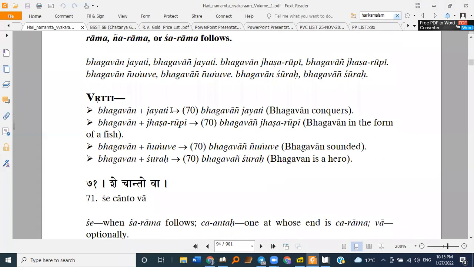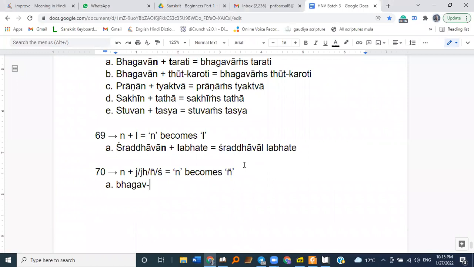Bhagavan Yukta Jayati, Na followed by Ja, so Na becomes Nya. Bhagavan Yukta Jasha Rupi, Na followed by Ja, so Na becomes Nya. Bhagavan followed by Nyungve, Na becomes Nya. Bhagavan Yukta Shuraha becomes Bhagavan Shuraha. So this one, Bhagavan Yukta Shuraha. So Na followed by Sharama.